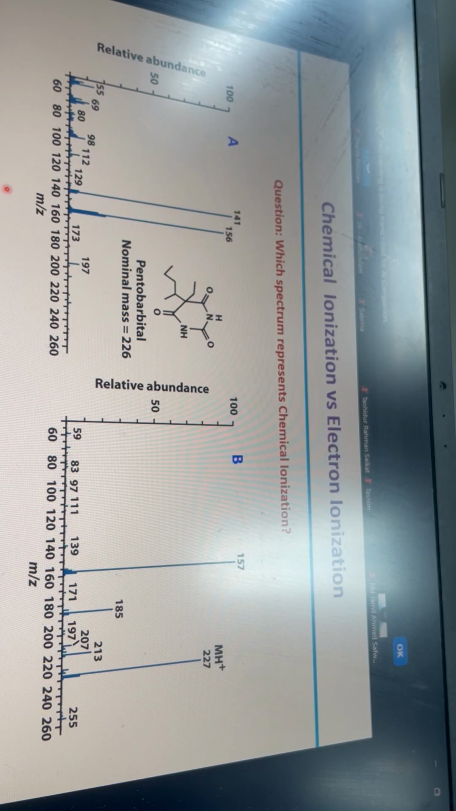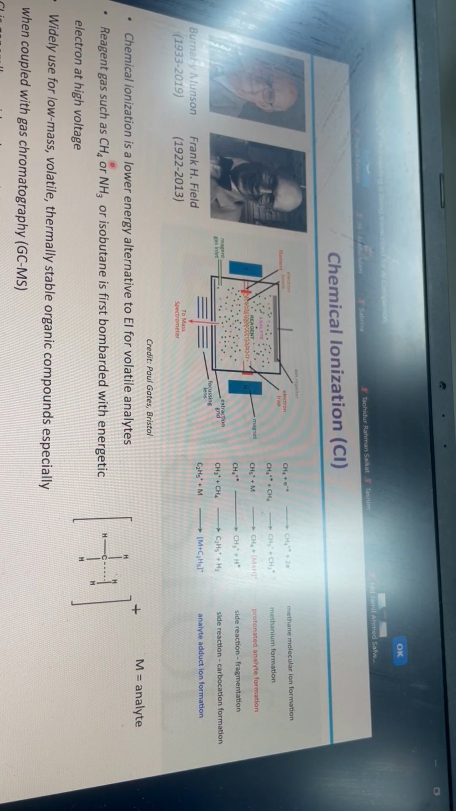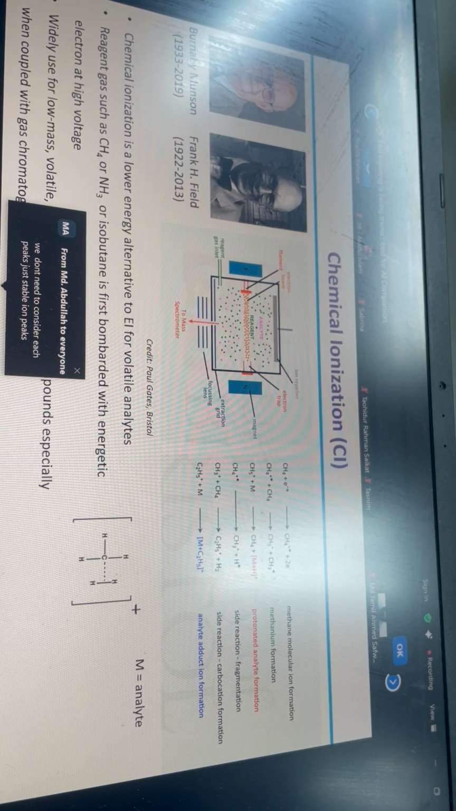So here in chemical ionization, we are using methane, ammonia, and isobutane as the gas. Can we use another reagent that will not form any adduct? An inert gas? Yes. Argon? Argon is expensive.